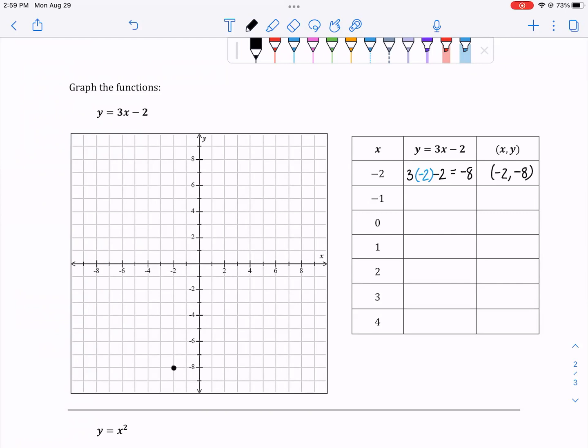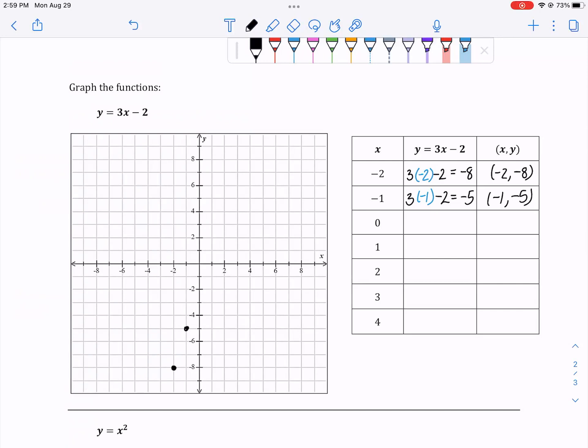Let's do the next one. I'm doing 3 times -1. That's our new x value. Minus 2. -3 minus 2 is going to be -5. So I'm plotting a point at -1, -5.